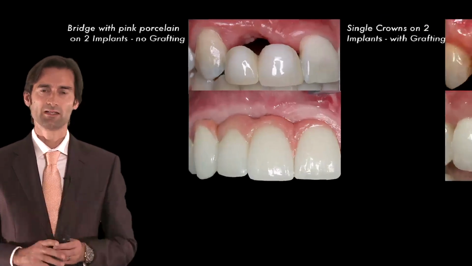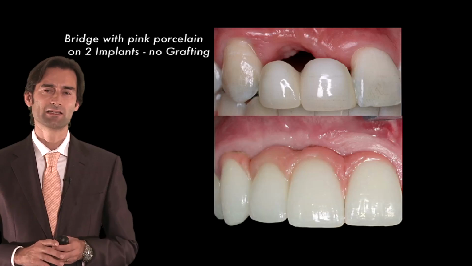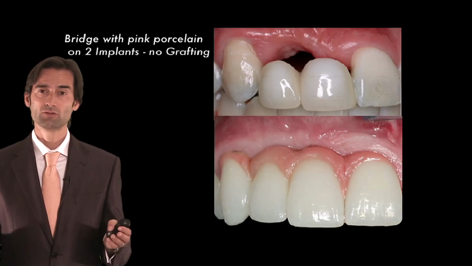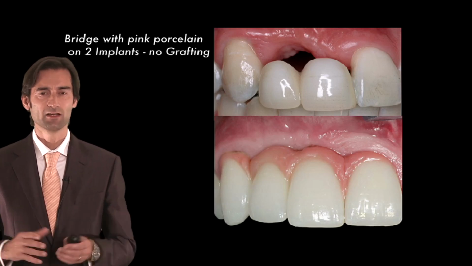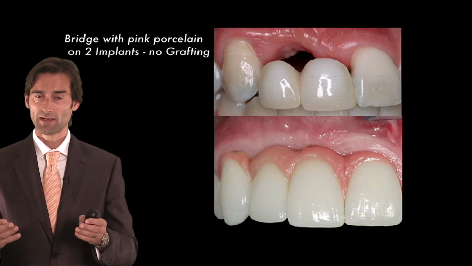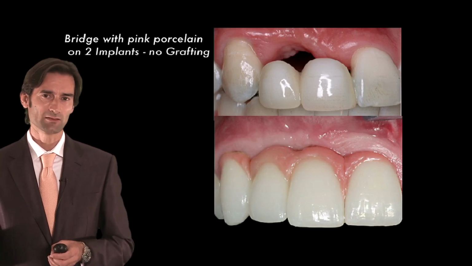On the left side, you will see a patient which we treated with 2 implants in the central and lateral position. We didn't do much grafting in this particular case, and we ended up, as you can see here, with an implant prosthesis which was still very acceptable, but it was treated with a pink porcelain prosthesis.